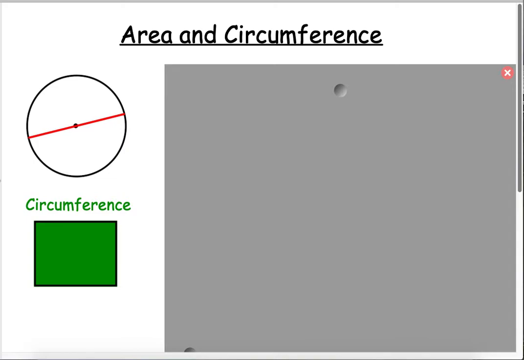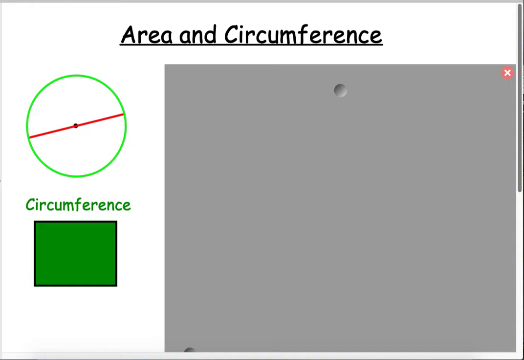Okay, so now that we've worked on area, let's talk about the circumference of a circle. The area is the amount of space inside the circle. The circumference is the distance around a circle. If you think of this circle as made of string, and I cut the string, it would lay out into a straight line. So it's a linear measurement.